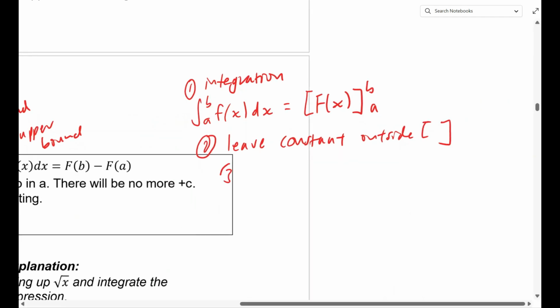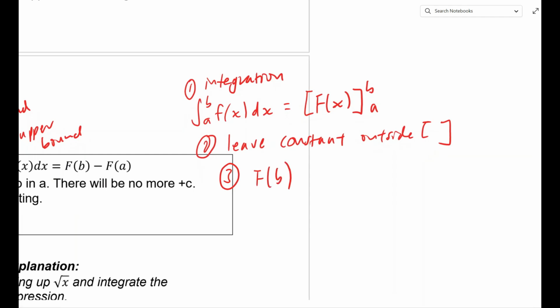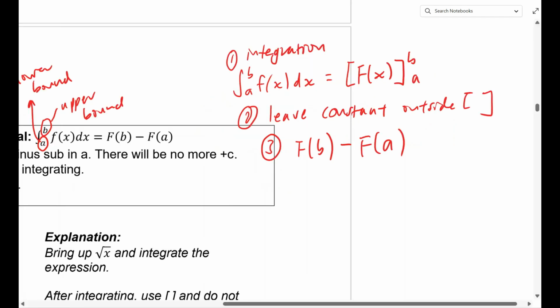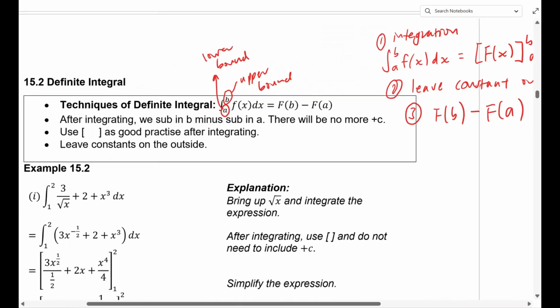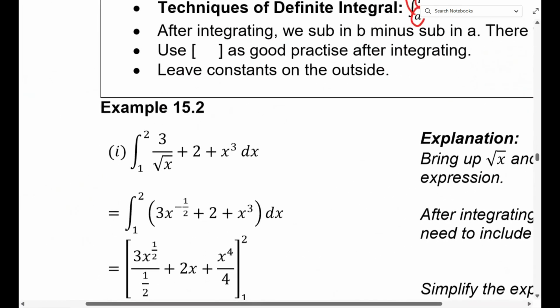Now finally, we'll sub in our upper bound first. So sub in x equals to b, subtracted by what we get when we sub in our lower bound, so x equals to a. Then we'll get our final answer. Please note that when we are doing definite integral questions, there will be no more plus c at the end. Now let's take a look at some examples.